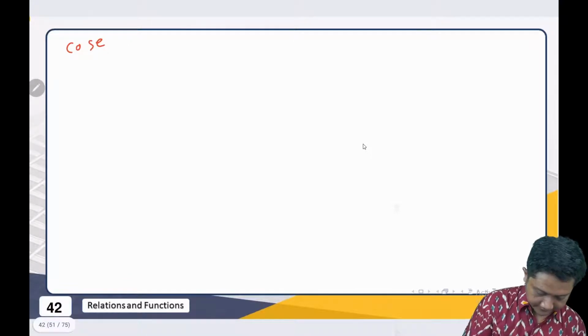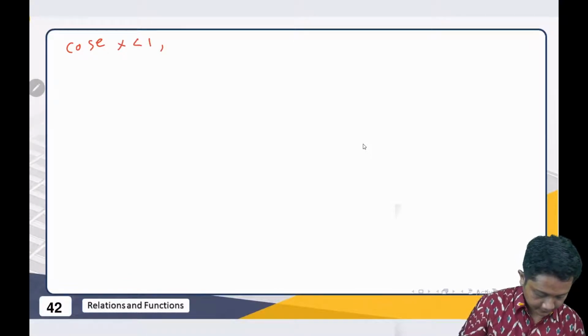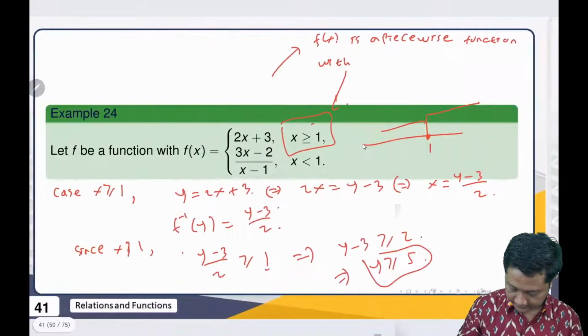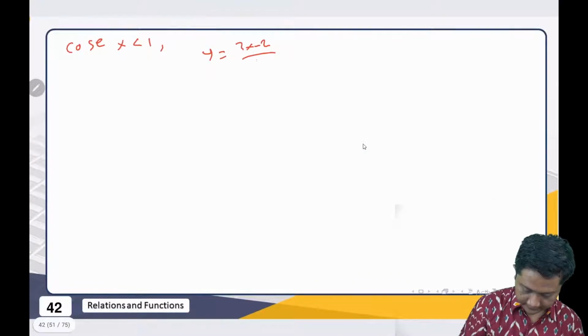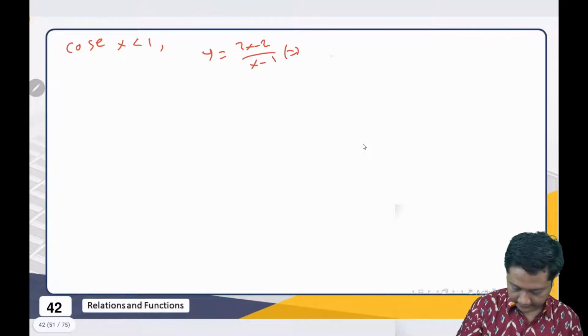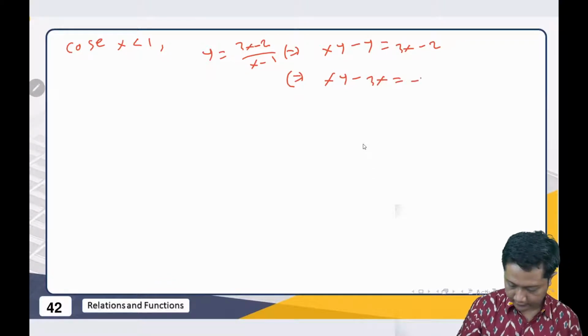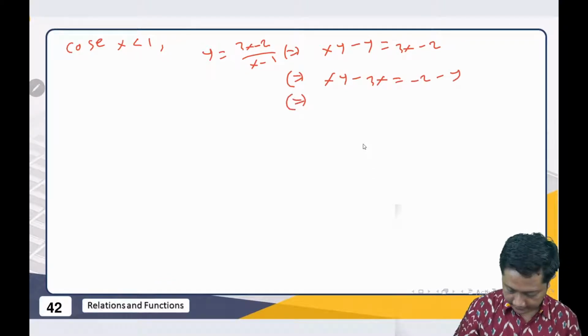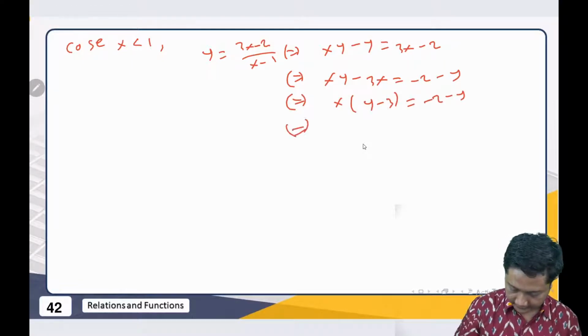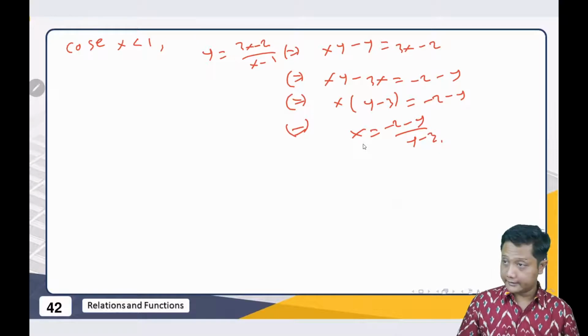And be careful for the next case, when x is less than 1. So the second one is this, right? We have y is equal to (3x minus 2) over (x minus 1). So we have xy minus y is equal to 3x minus 2. And then xy minus 3x is equal to minus 2 minus y. Then x times (y minus 3) equals minus 2 minus y. Then we get x is equal to (minus 2 minus y) over (y minus 3). Okay, should be clear enough.